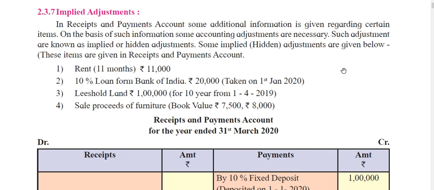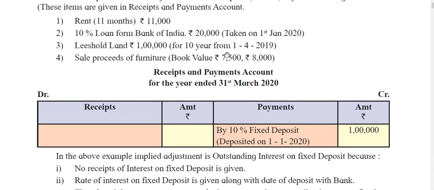So some implied hidden adjustments are given below. What are the hidden adjustments that are coming has been mentioned here. First one is rent, for 11 months is rupees 11,000, and 10% loan from Bank of India rupees 20,000 taken on 1st Jan 2020, and leasehold land rupees 1 lakh for 10 years from 1st April 2019, and sale proceeds of furniture, book value rupees 7,500 and rupees 8,000. So these are the hidden adjustments given.